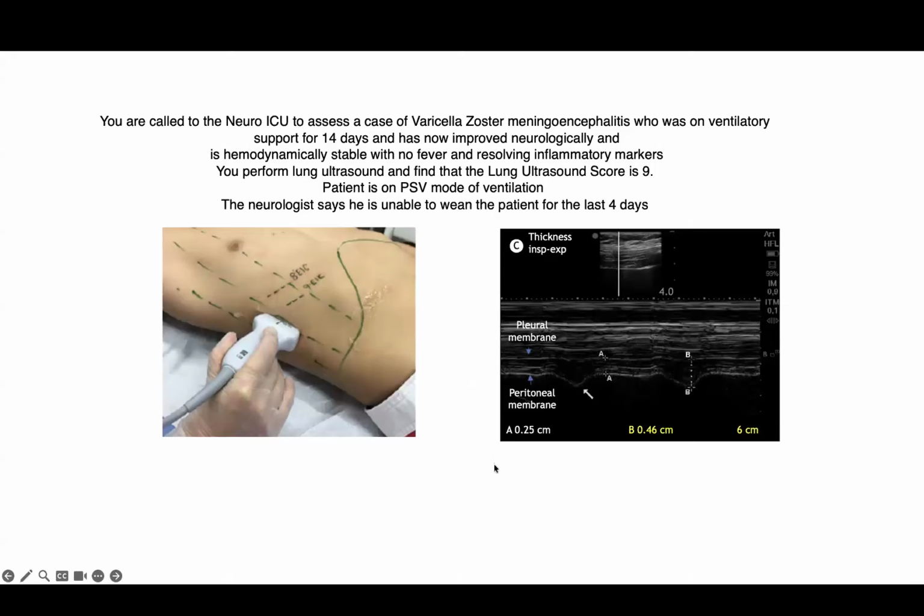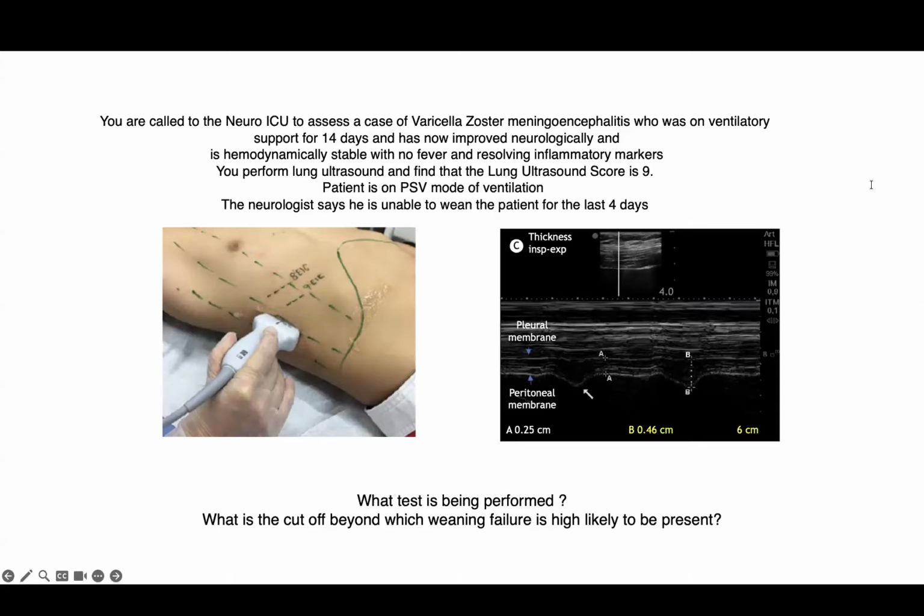So now you are called again to the neuro ICU to assess a similar case of varicella zoster meningoencephalitis who was on ventilatory support for 14 days and now has improved neurologically and is hemodynamically stable with no fever and resolving inflammatory markers. You perform a lung ultrasound and find that the lung ultrasound score is 9. The patient is on a pressure support mode of ventilation. The neurologist says that he is unable to wean the patient for the last 4 days. So you do something, your resident does something. What is the test that is being performed and what is the cutoff beyond which weaning failure is likely to be present?